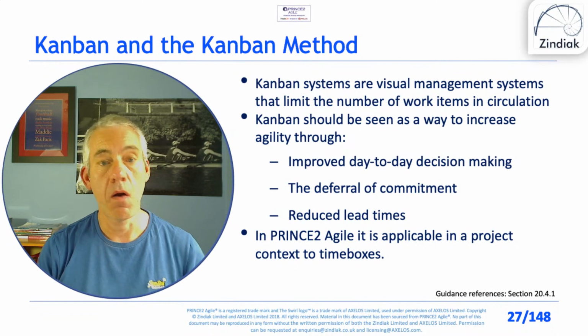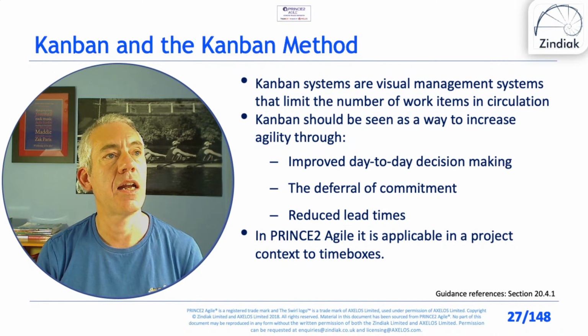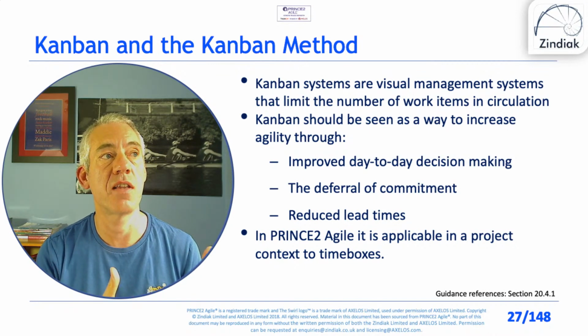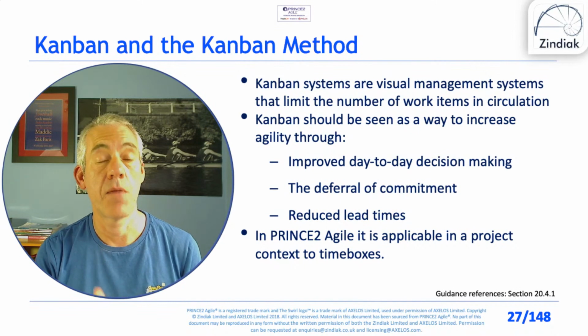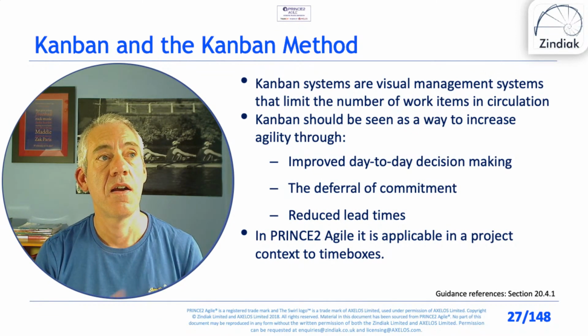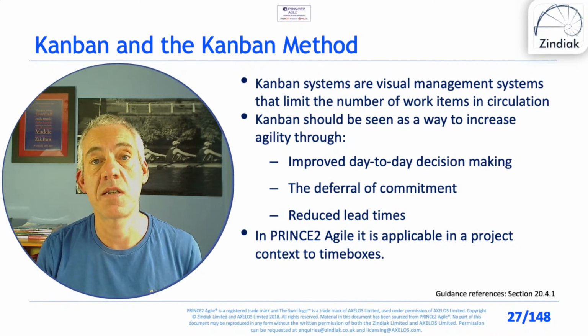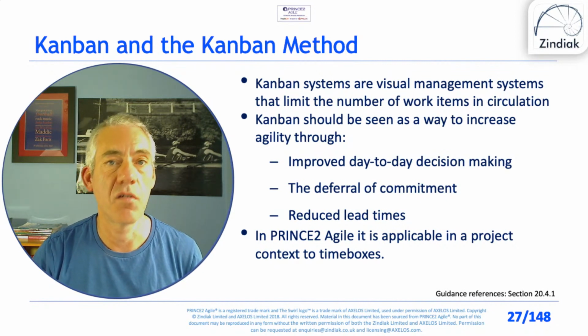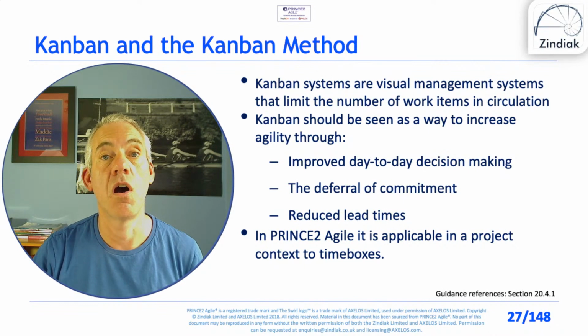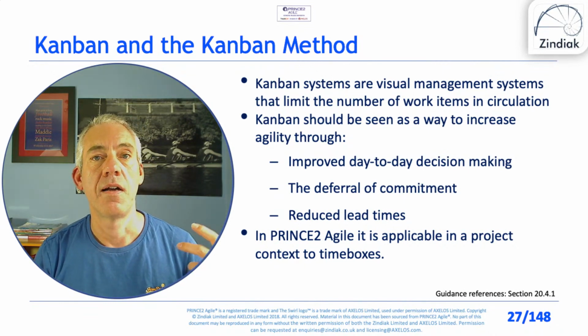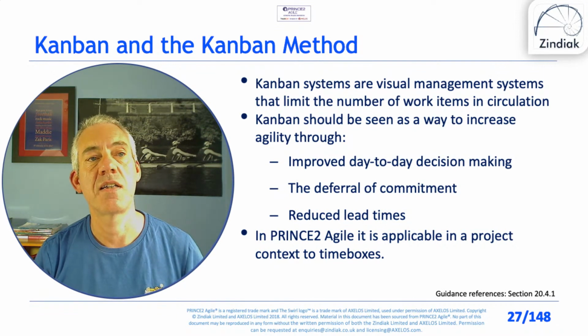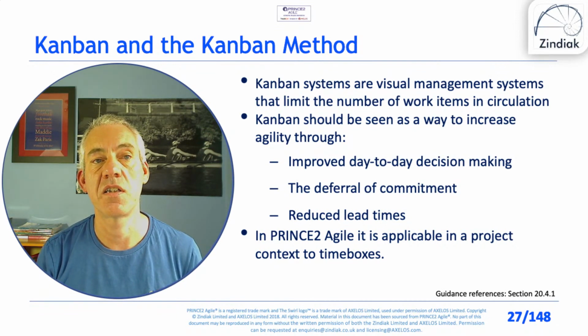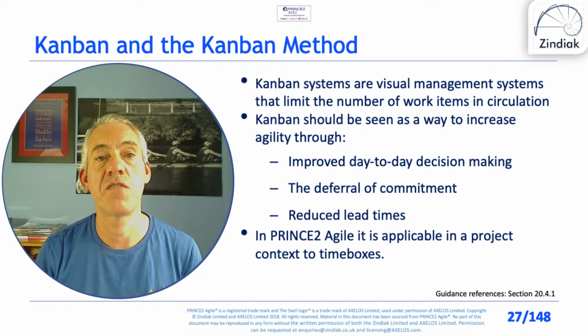Okay, so we're about halfway through and not quite halfway on time, so we're making good progress, and we're coming on now to the second Agile method, which is the Kanban and the Kanban method. So Kanban are visual management systems. The term Kanban is a Japanese term, or based on a Japanese term that means visual card. It comes from lean methodologies, and it's a way to increase agility, to help us improve day-to-day decision making.